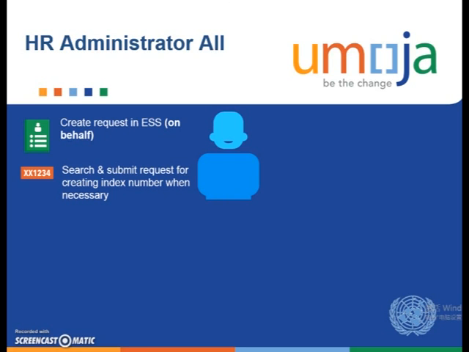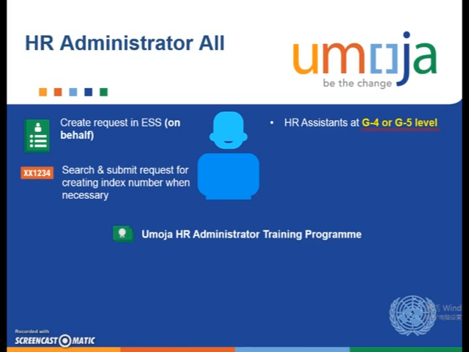Second, search for index number, and when necessary, submit a request for creating index number for staff and non-staff personnel. This role is to be assigned to HR assistants at G4 or G5 levels. To be granted this role, the user must successfully complete the UMOJA HR Administrator Training Program.